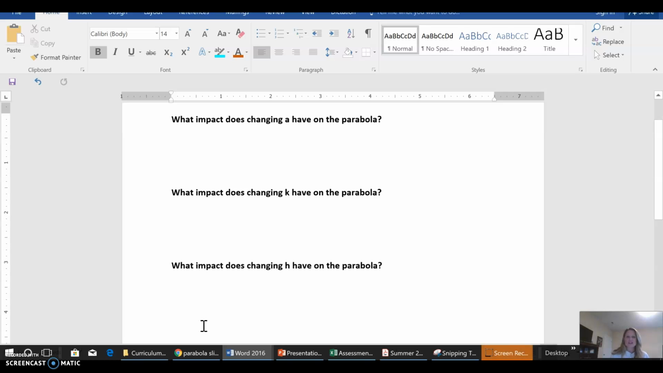What impact does changing a have on the parabola? What impact does changing k have on the parabola? What impact does changing h have on the parabola? And you could even ask them to expand: what happens if you change it to positive or negative? These could also be assigned in groups where you ask the students to then present in small groups what happens and to illustrate it as well.